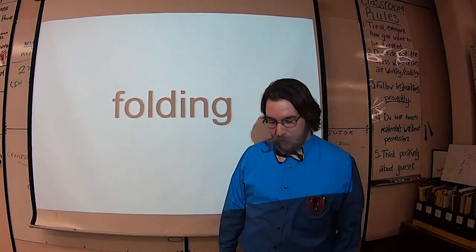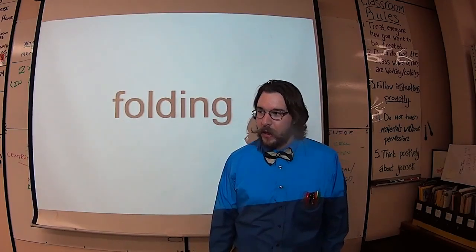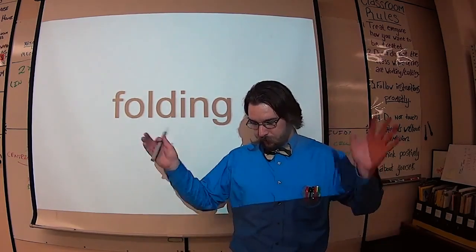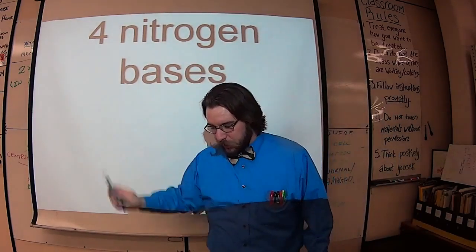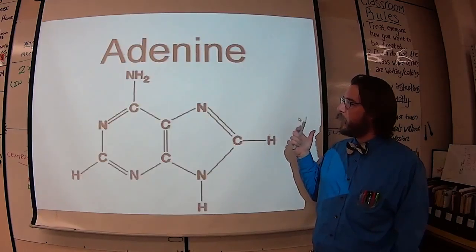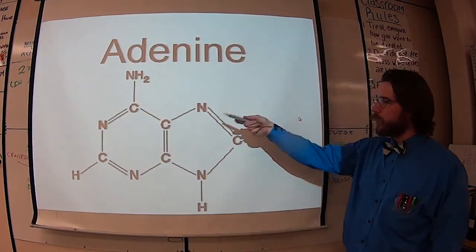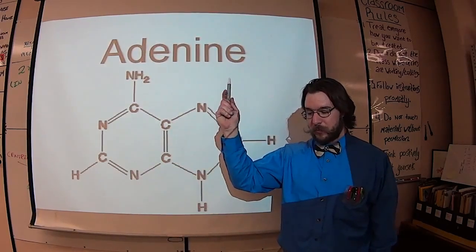DNA has several parts. There are four nitrogen bases because of the element nitrogen in them. Here they are. I'll give them to you. There is adenine, which looks like this. Look at all that delicious nitrogen. That'd be why they're nitrogen bases.